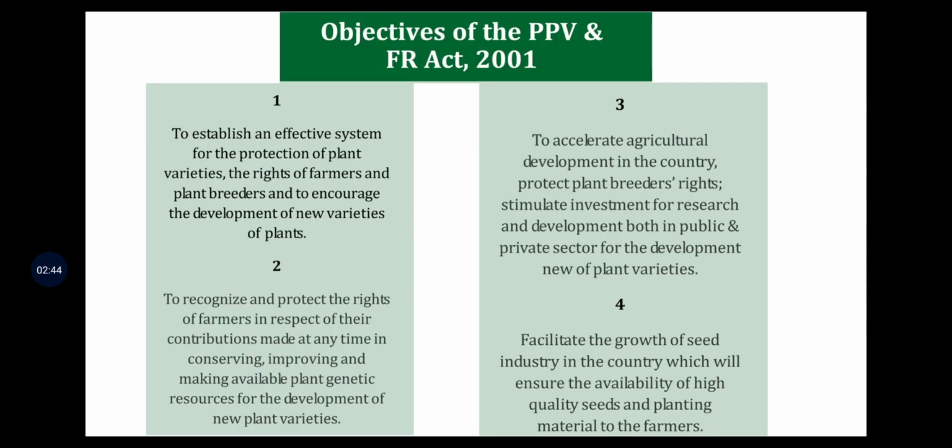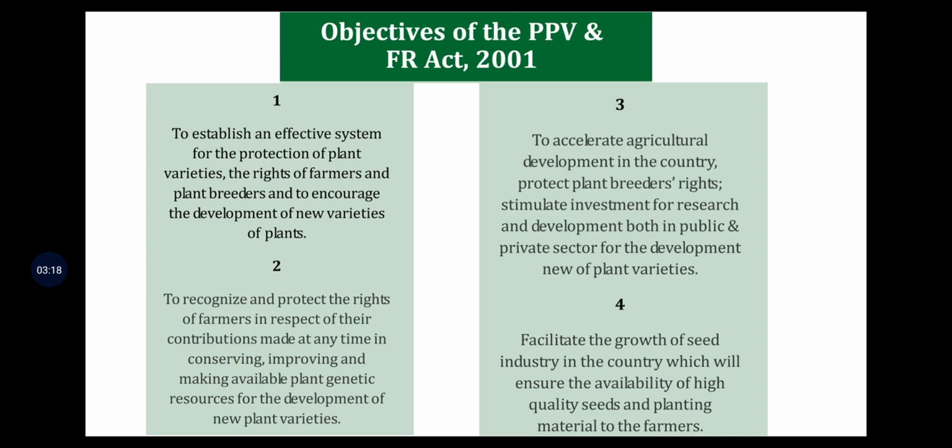Coming to the objectives of PPV-FR Act 2001, first objective is to establish an effective system for the protection of plant varieties, the rights of farmers and breeders to encourage the development of new varieties of plants. The second objective is to recognize and protect the rights of farmers in respect of their contribution made at any time in conserving, improving, and making available plant genetic resources for the development of new plant varieties.